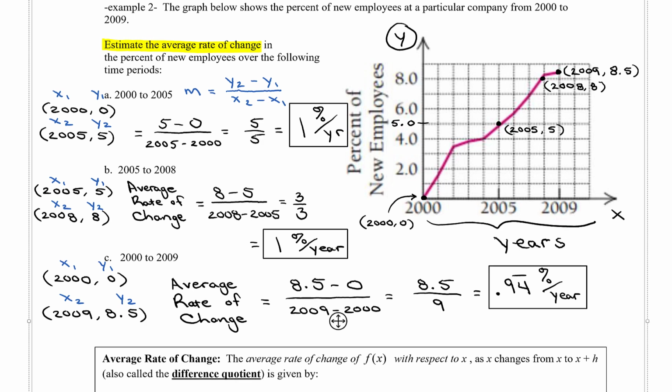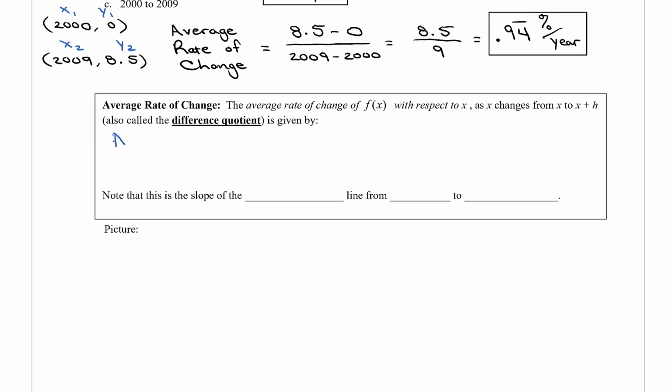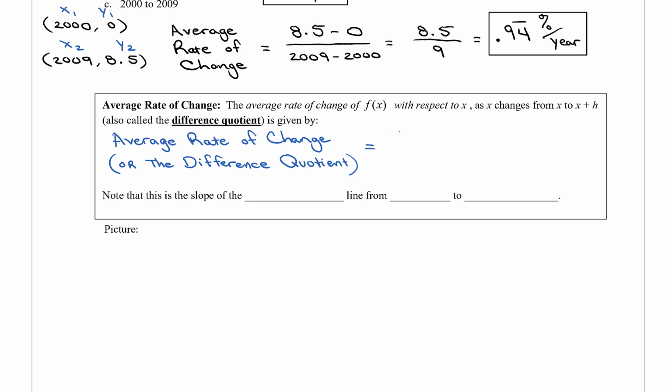The average rate of change of f of x with respect to x as x changes from x to x plus h, also called the difference quotient, is given by, I'm going to write down the words average rate of change, and in parentheses underneath that, or the difference quotient, equals f of x plus h minus f of x in the numerator divided by h.